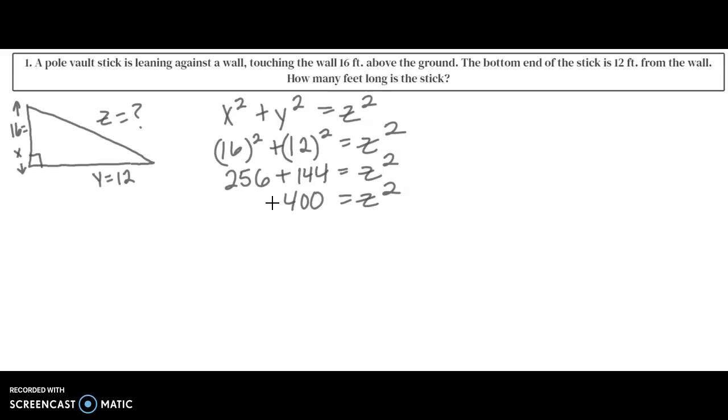How do we solve for z? The inverse or the opposite of squaring something is doing the square root. So the square root of z squared is z. The square root of 400, after doing the calculations, is 20.